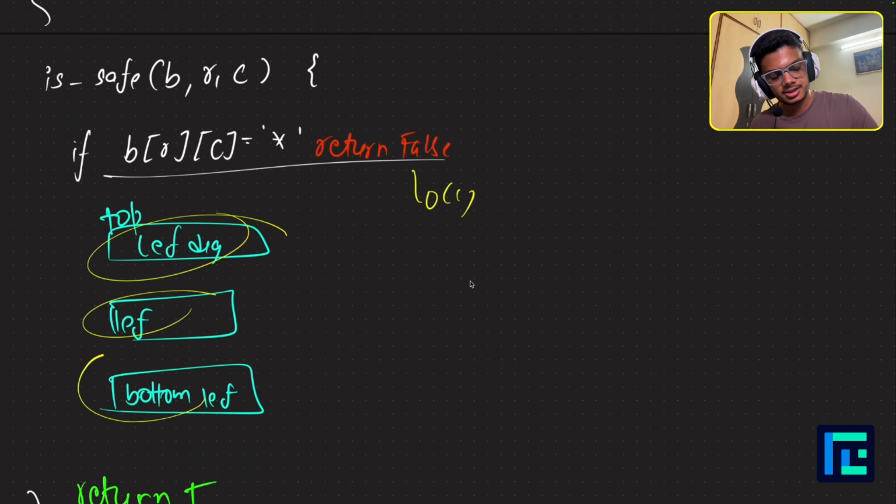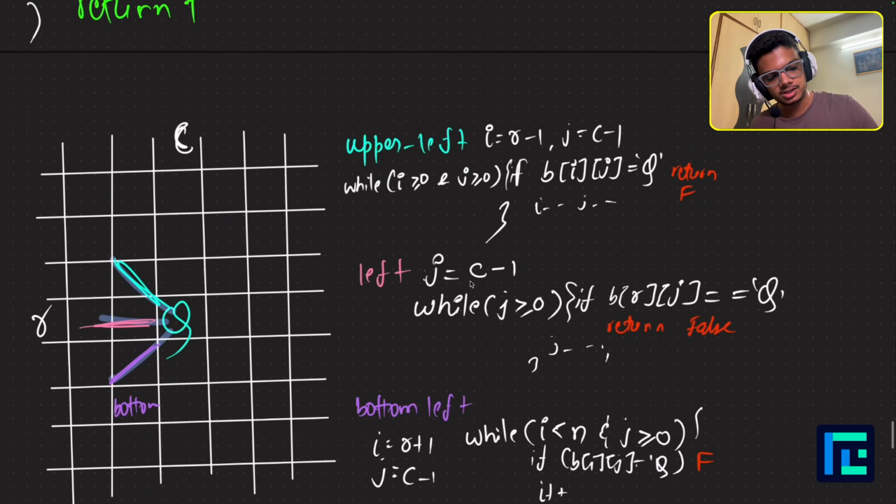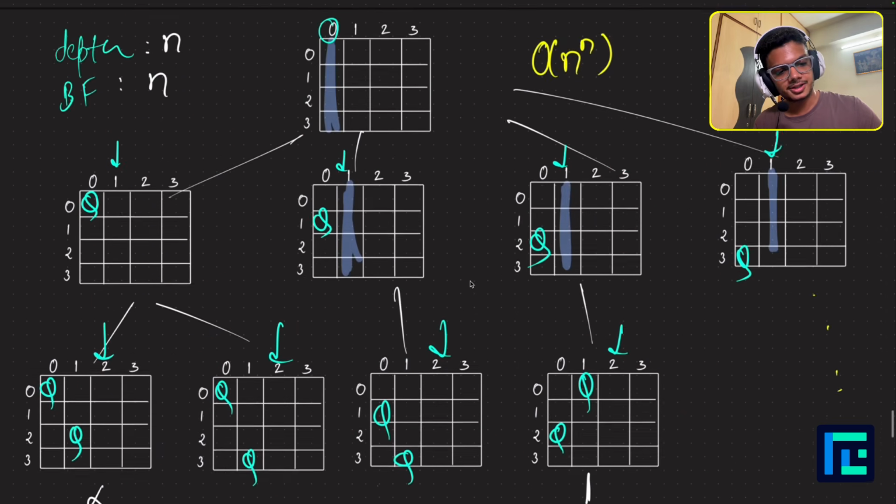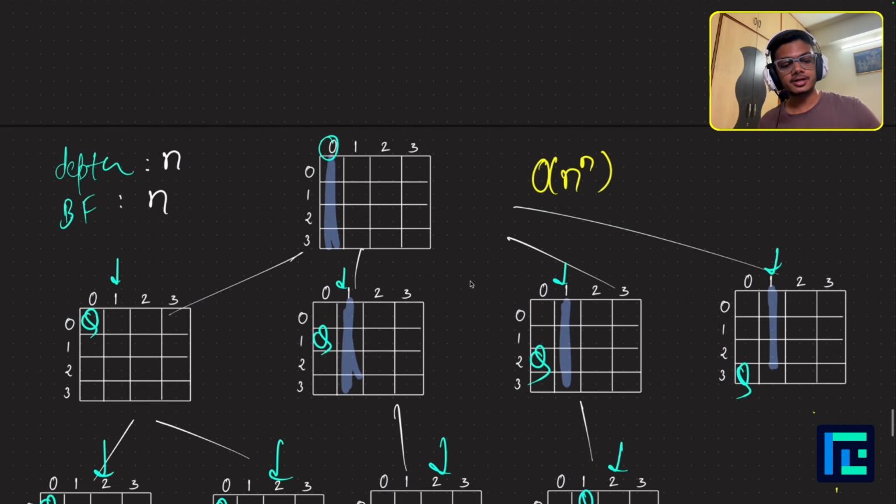In the worst case, when you're trying to place a queen here, you'll have to check this, so it can be as high as order of n. So the total calls made are order of n power n, and in the worst case, you might do order of n work. So the total time complexity is order of n into n power n.